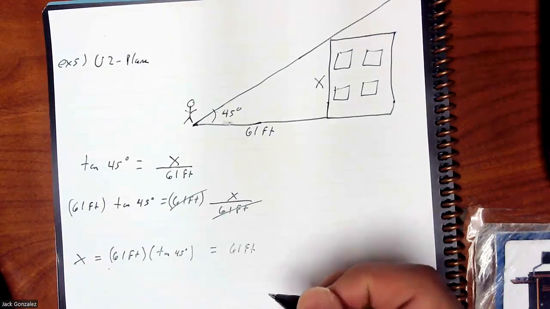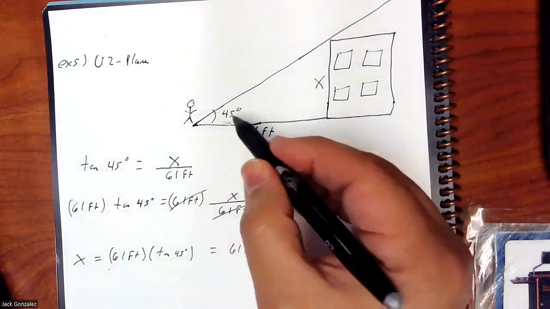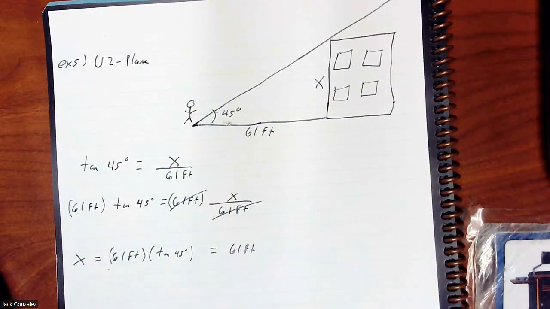So it just so happens, this rarely ever happens, that he's standing away the exact same distance of the height. That's just pure luck. Okay. I chose an easy question. Maybe I should have picked a weird angle. Like 67. I don't know. Anyway.